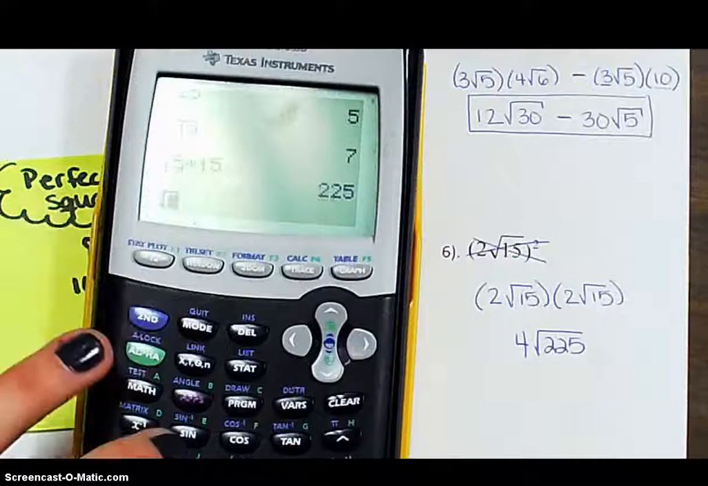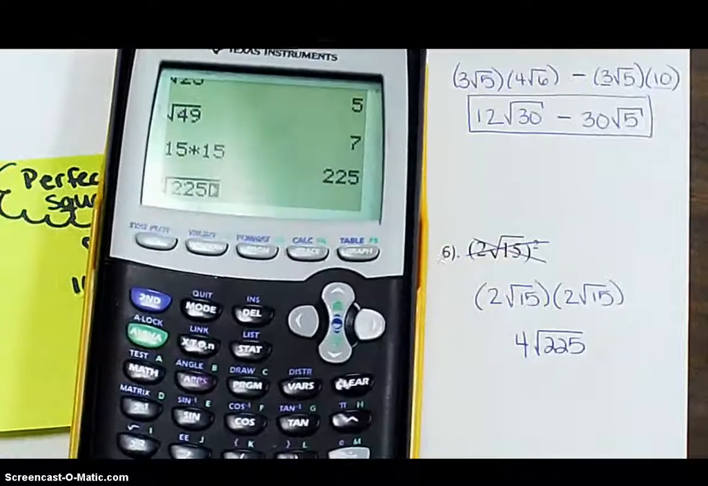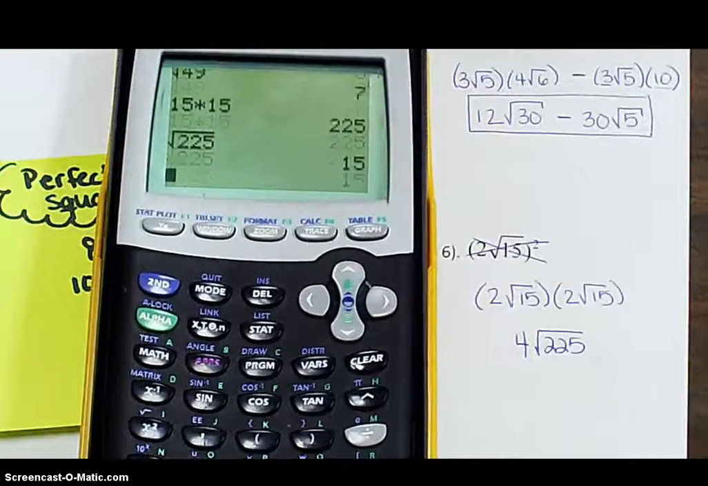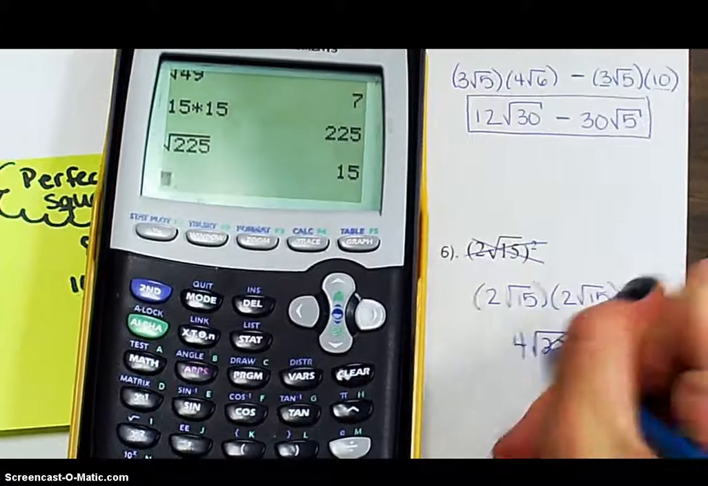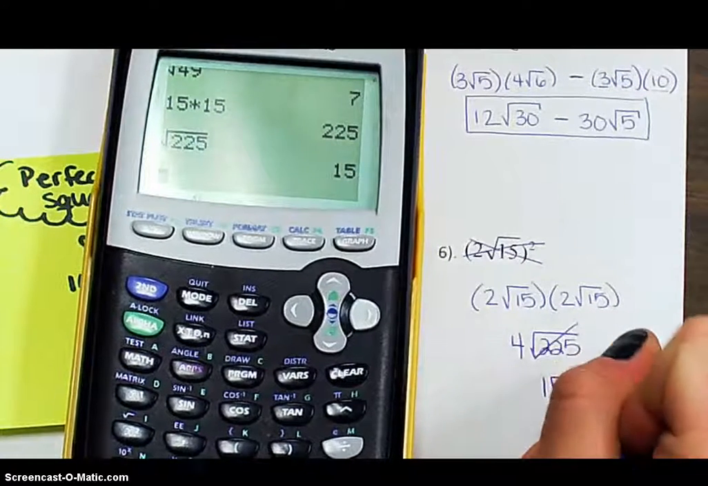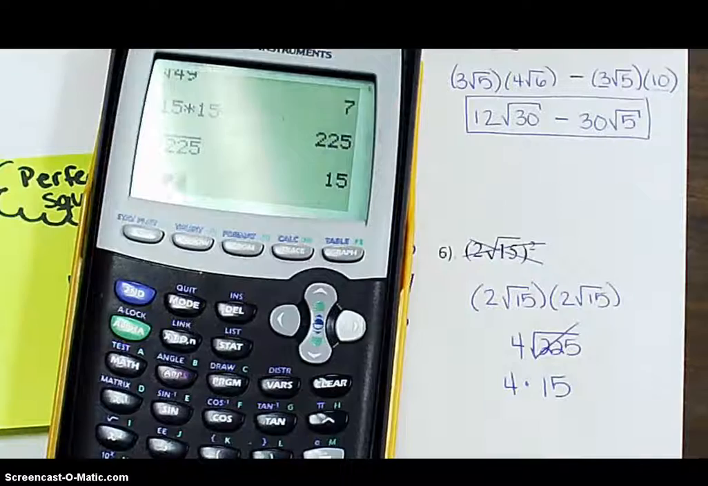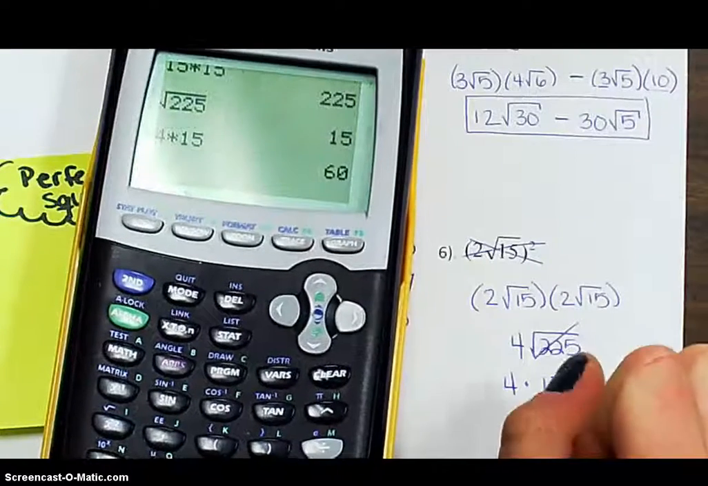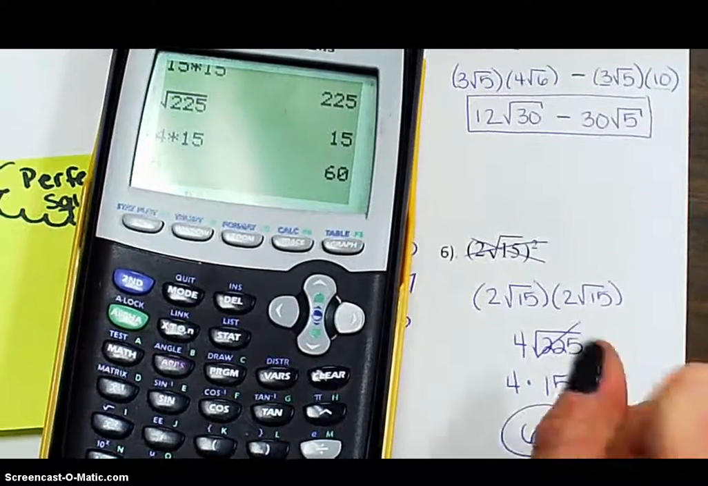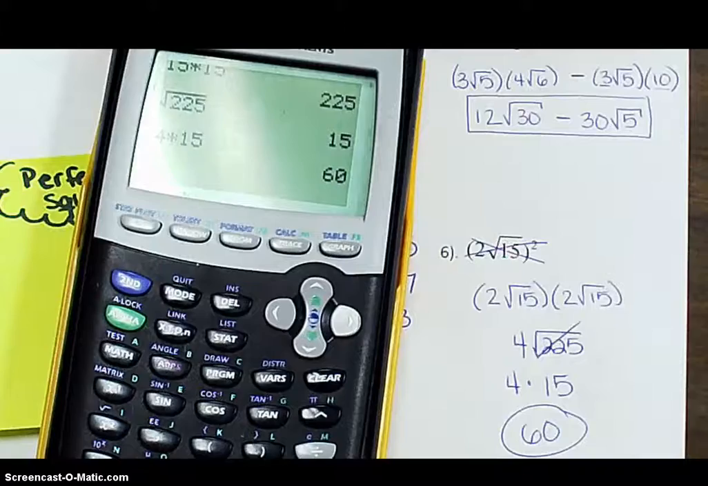The square root of 225, there we go. We hit enter and we get 15. So this whole thing cancels and we get 15. And then we multiply 4 times 15 and we get a solution of 60. And you have got it.